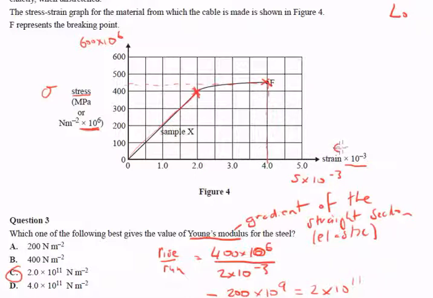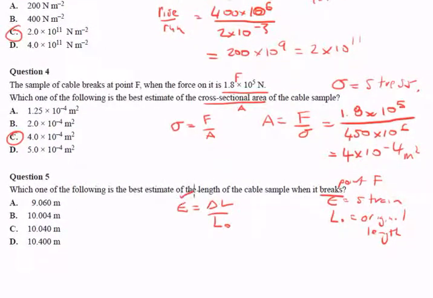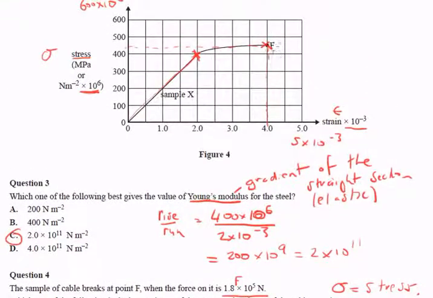So if we go down here, we can read the strain off, 4 by 10 to the minus 3. So we've got, from our graph, the strain, and we've got the original length. If we want to, we can calculate the change in length, which is going to be really helpful for this question. So we'll rearrange it to find the change in length. Change in length equals strain times original length. So at the point where it breaks, the strain is 4 by 10 to the minus 3.